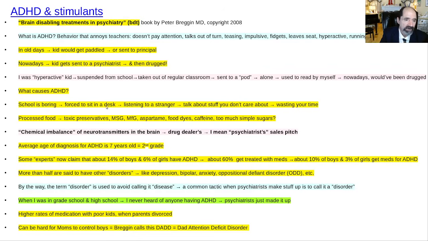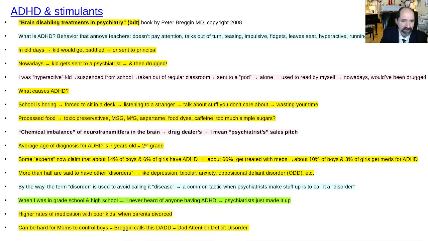Okay, what are other things that are thought to cause ADHD? There's some talk about them being contributed to by toxic preservatives in food. We're not going to go into all this stuff today. That's a topic for some other day. But MSG, MFG, aspartame, food dyes, caffeine, too much simple sugars, those are all thought to potentially make kids more hyperactive, misbehaved, etc. The chemical imbalance theory of neurotransmitters is bogus. It's really just a psychiatrist and a sales pitch. It tricks parents into accepting putting their kid on these drugs.